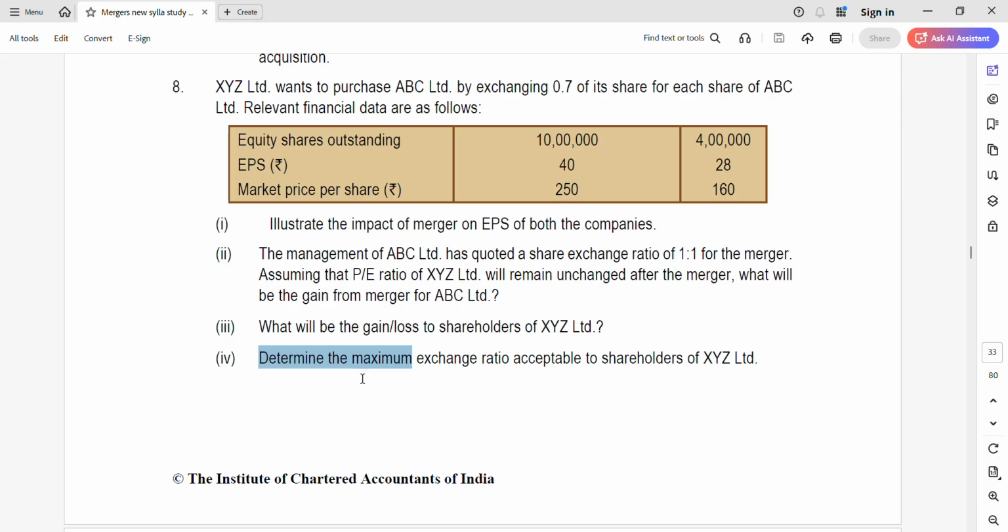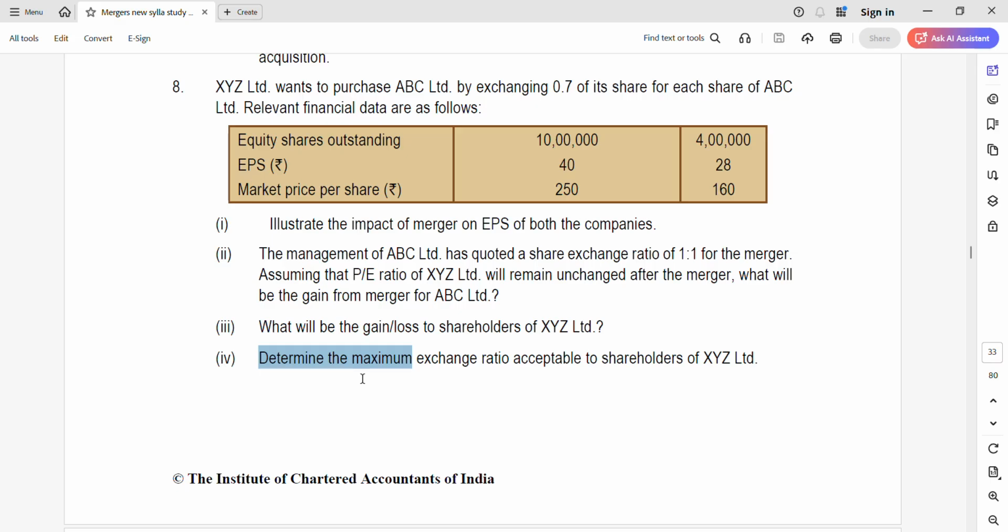But in this video, we're going to see within how much time you should solve it in the exam, because the time factor also plays a pivotal role, considering the MCQs and all those aspects. XYZ Limited wants to purchase ABC Limited by exchanging 0.7 of a share for each share of ABC Limited. Relevant financial data is as follows: equity shares outstanding, EPS, market price per share, everything is given. First one, illustrate the impact of the merger on EPS of both the companies.